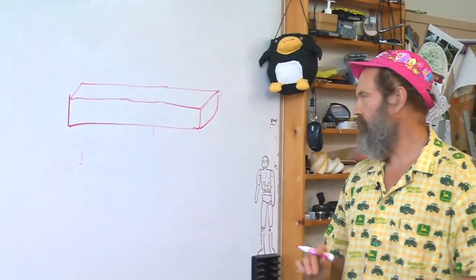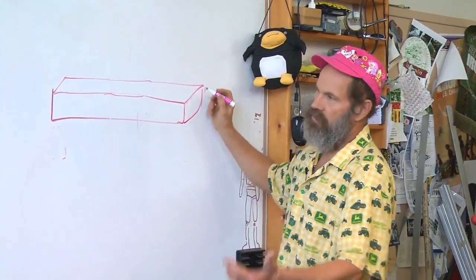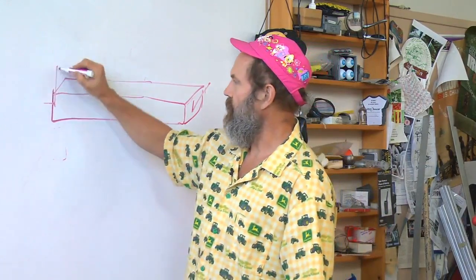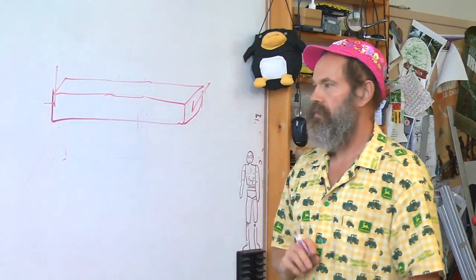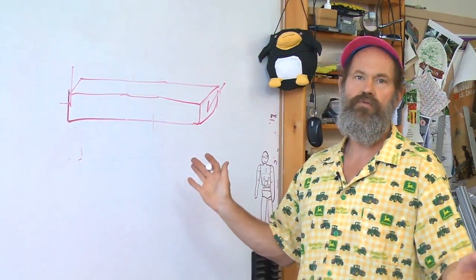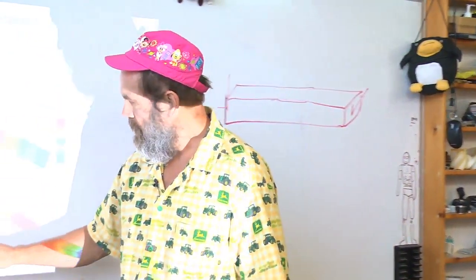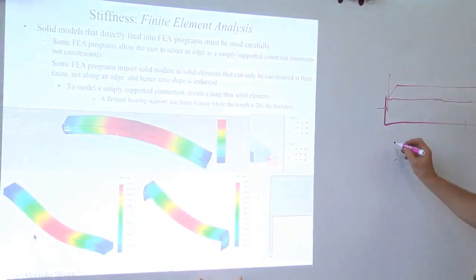You've got to be really careful, because if you just say, well, it's supported at the end, so I check this surface and this surface as constraints, and then poof, do the finite element loading, I will get a shape that looks like this.